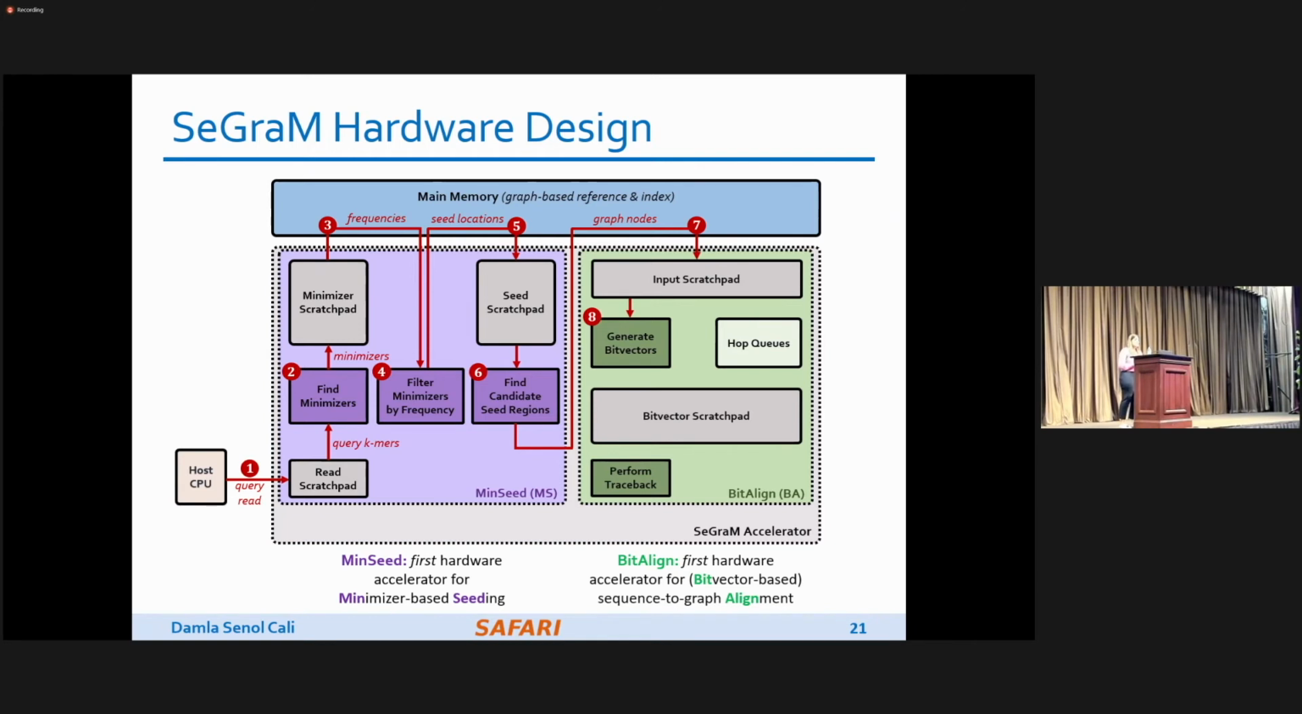So while generating these bit vectors, bit-align writes them to the hop queues in order to handle the hops required for graph-based alignment, and also to the bit vector scratchpad to be later used as part of the traceback operation. And once bit-align finishes generating and writing all these bit vectors, it starts reading them back from the bit vector scratchpad, performs a traceback operation, finds the optimal alignment between the subgraph and the query read, and streams the optimal alignment information back to the host.